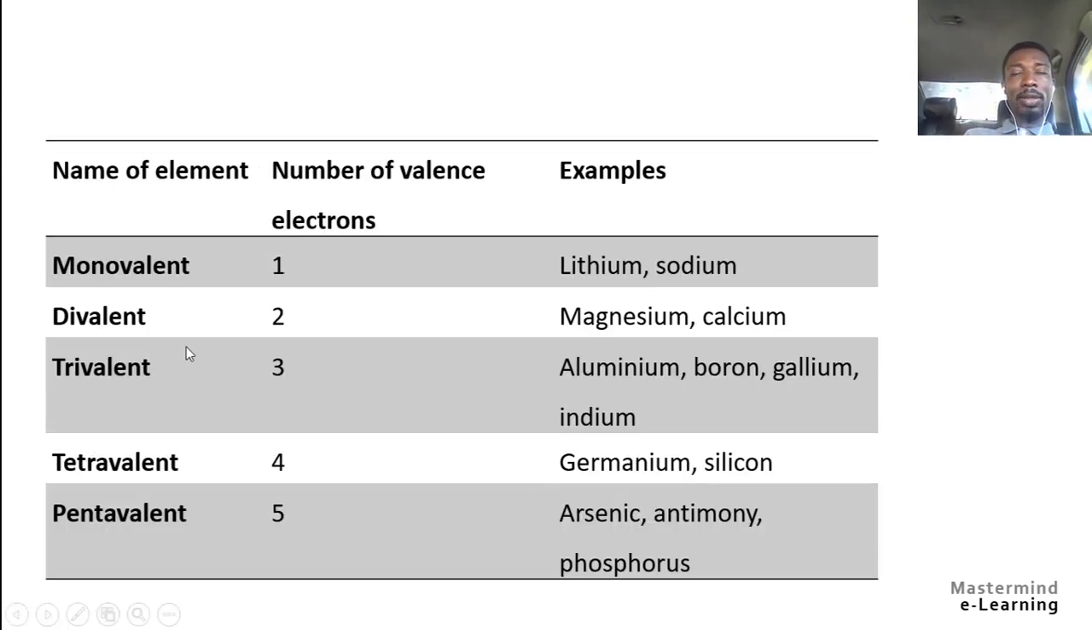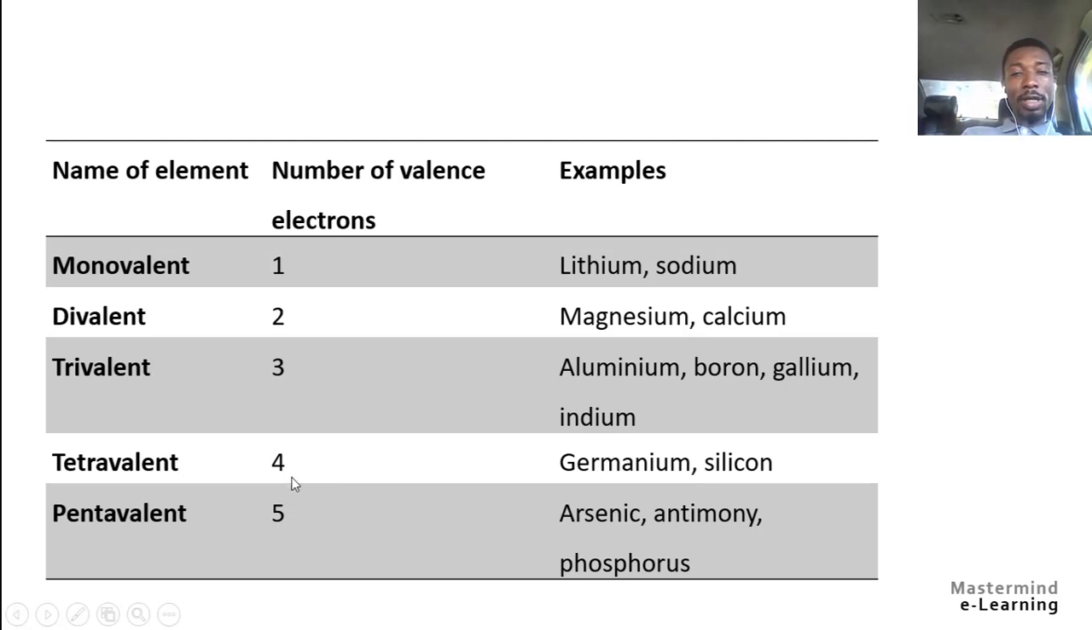Monovalent elements or atoms have only one electron in their outermost shell. Examples of monovalent elements are lithium and sodium. Divalent elements, these have 2 electrons in their outermost shells. Examples are magnesium and calcium. Trivalent elements, they have 3 electrons in their outermost shell. Examples: aluminium, boron, gallium, and indium.